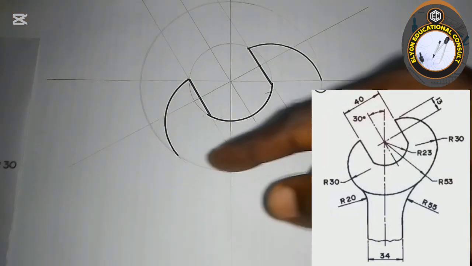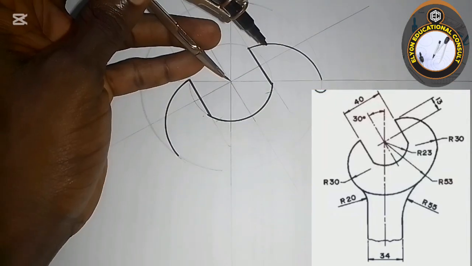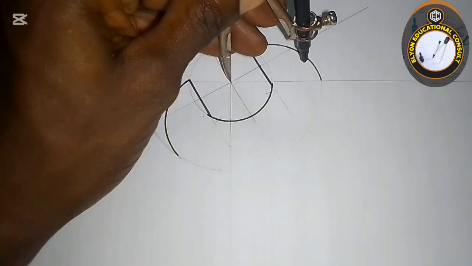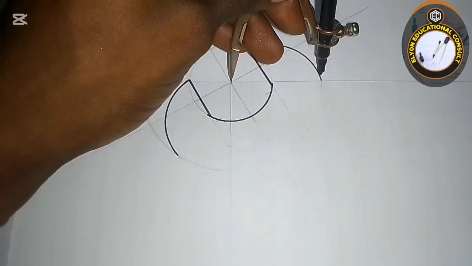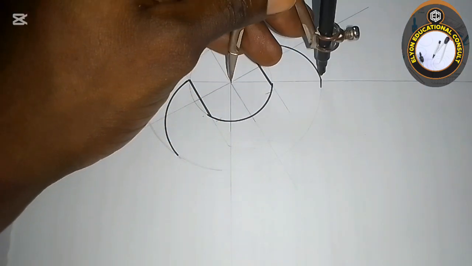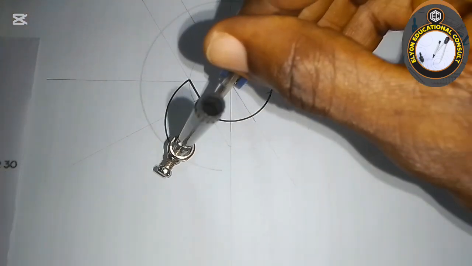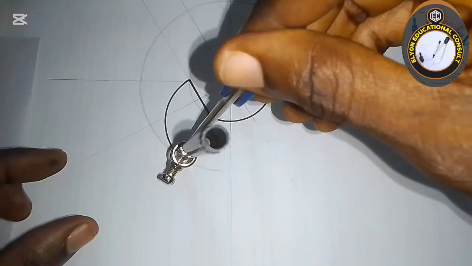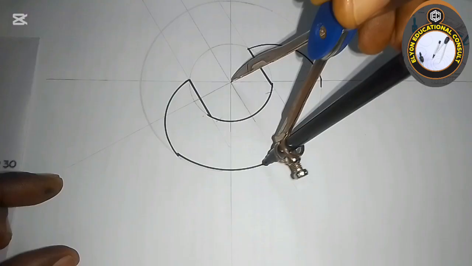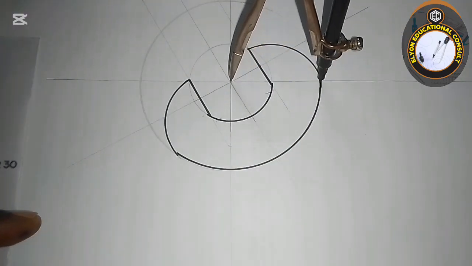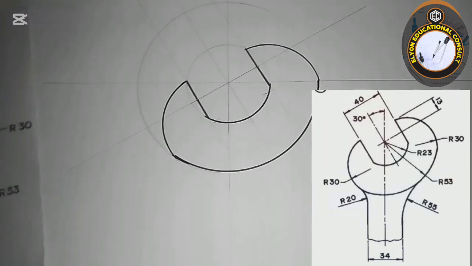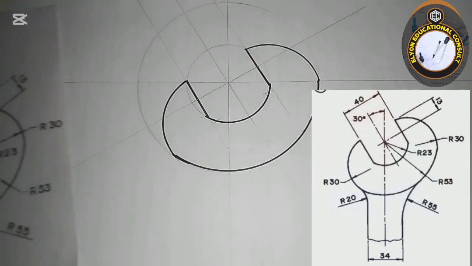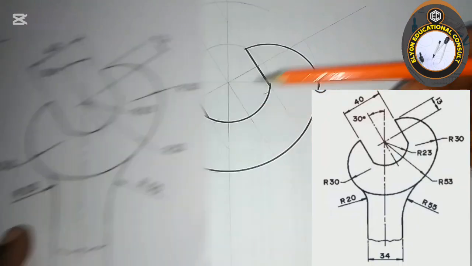So the next thing is I'm going to draw for this now. We're using the same center. Stretch to the circumference of the larger circle this way. So you have it this way. So now we have the head of the spanner like we have here now.